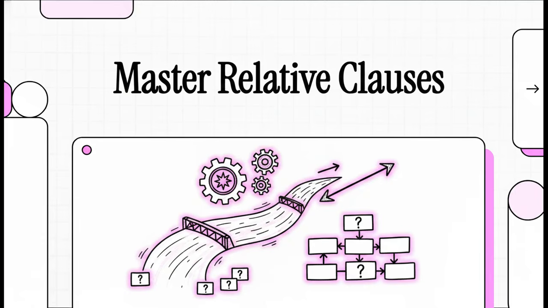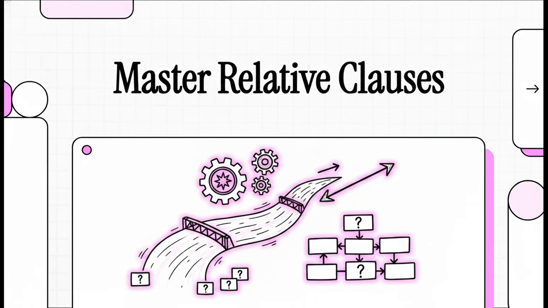All right, welcome in. Get ready because today's explainer is going to completely unlock a major upgrade for your writing. If you've ever looked at your own sentences and thought, man, these are way too short, or maybe they feel a bit repetitive, or they just aren't flowing the way you hear native speakers talk, well, you are in the exact right place. We're going to master something called relative clauses.